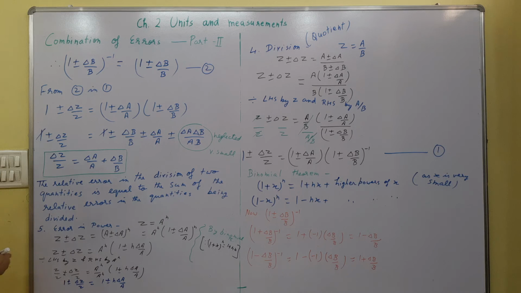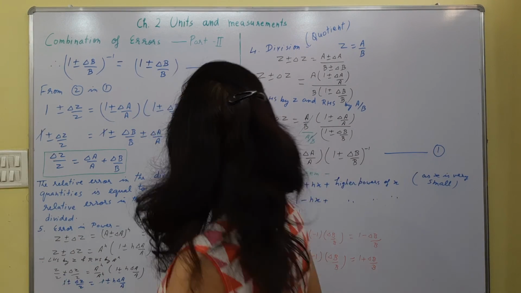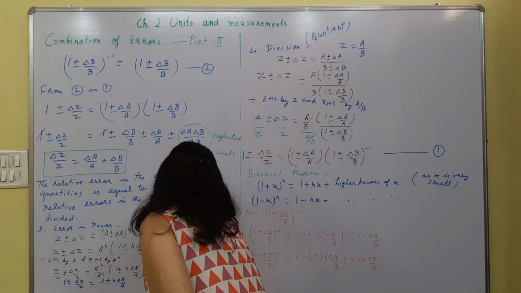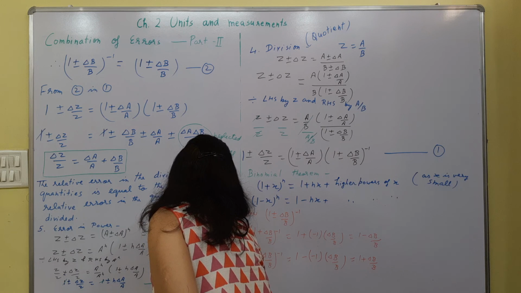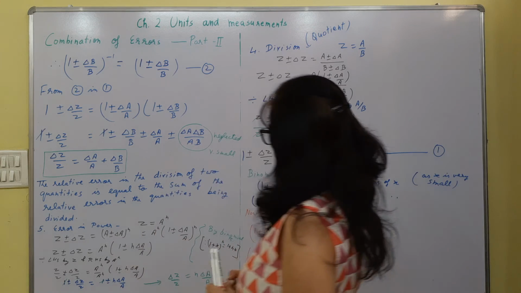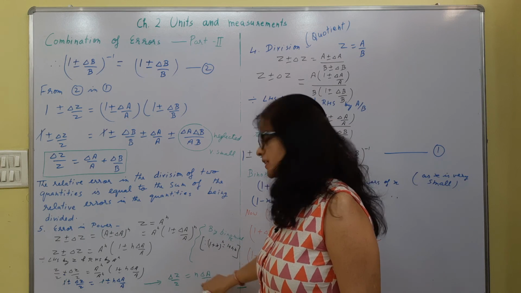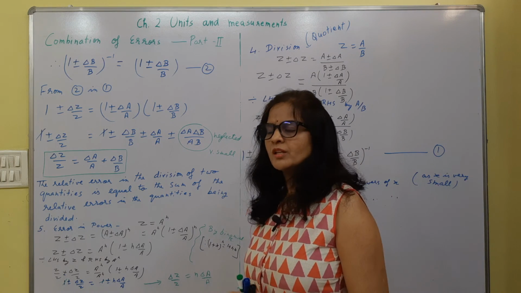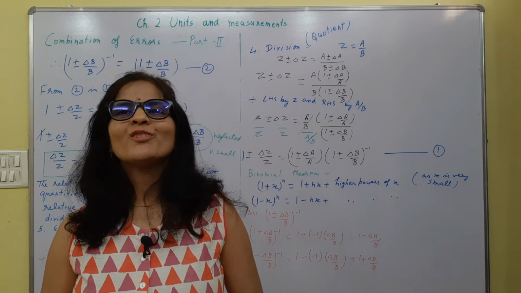So the 1 will be cancelled, and the plus minus will also be cancelled. So you will get the result as Δz/z is equal to nΔa/a. So for fractional error in the power of a quantity, this will be equal to the power multiplied by the fractional error in the quantity. So that's all for the combination of errors. Hope you understood the topic. That's all for now. Have a nice day.